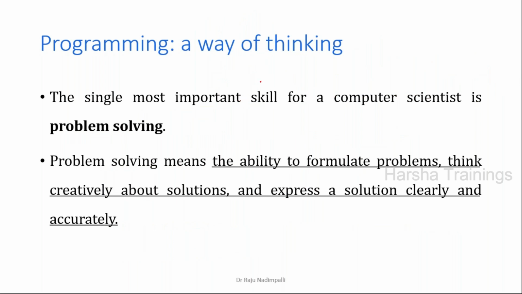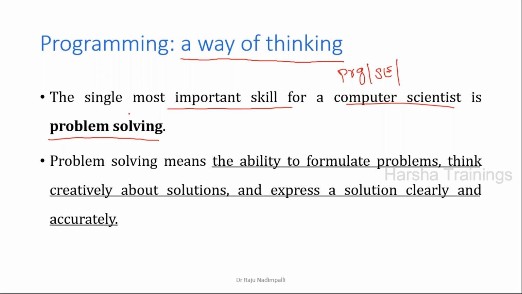What is the purpose of learning computer programming? The most important concept is thinking. The single most important skill for a programmer, a software engineer, or a computer scientist is problem solving. Nowadays, this concept is lacking in people. People who learn C, C++, Java, or C Sharp without this skill, it is useless. So my session will discuss how to solve problems using Python.